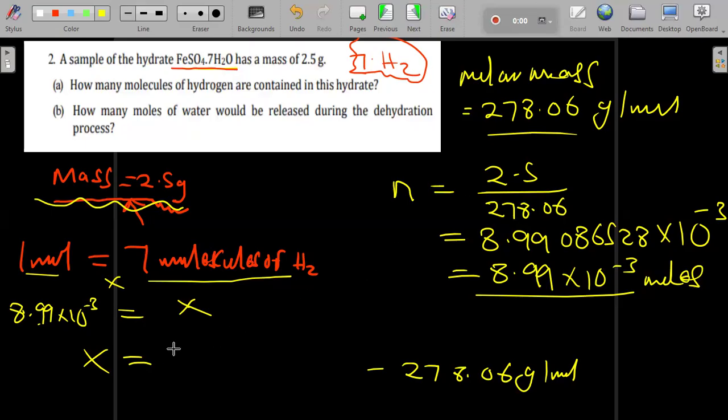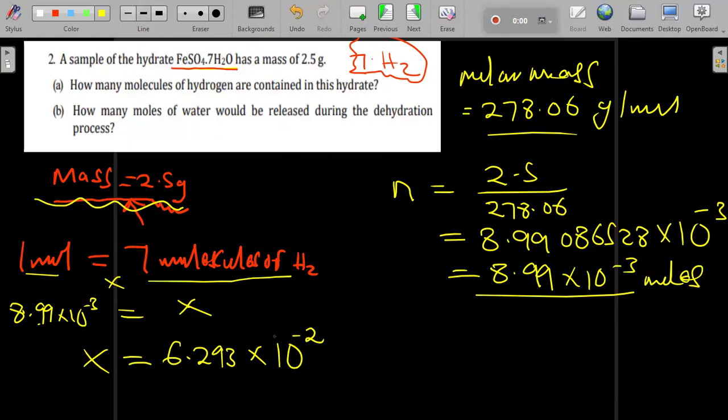Okay, so this here is going to give me 6.293 multiplied by 10 to the power minus 2. So this here will be the number of molecules of hydrogen, like that. All right, so any questions there on how we are finding the number of molecules of hydrogen contained in that hydrate?